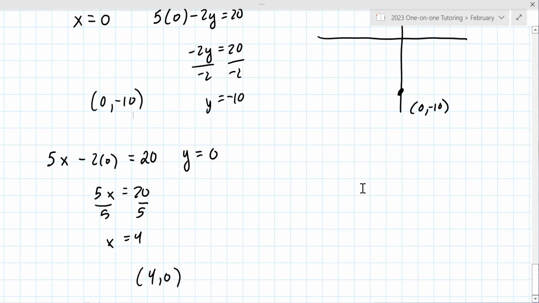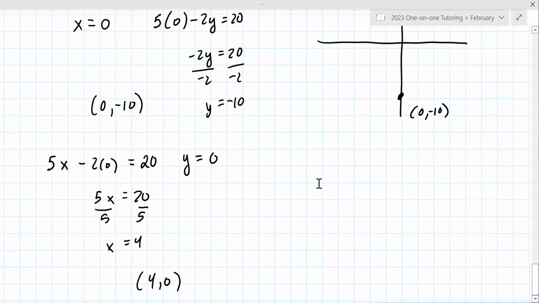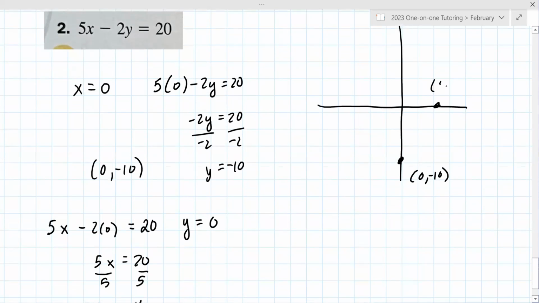If you were to graph this, which it's not asking for, you would have these ordered pairs here, (0, -10) and (4, 0). But the reason graphing helps, this one is the y-intercept. That's when x equals 0. The x-intercept is when y equals 0. And that's the takeaway from this problem here.